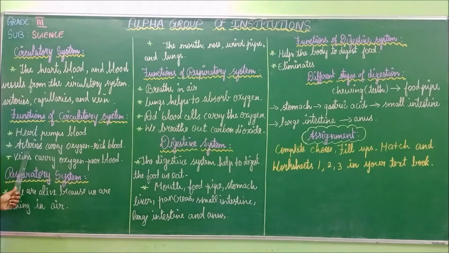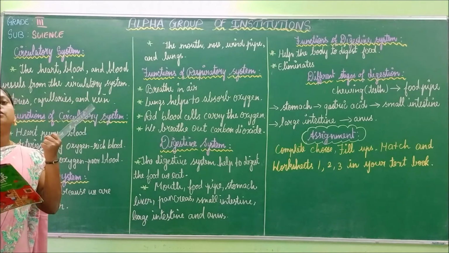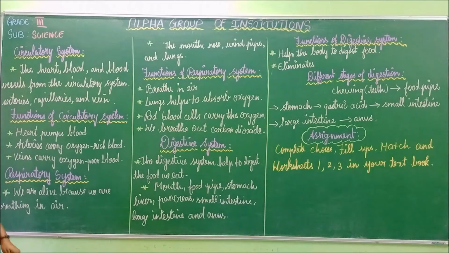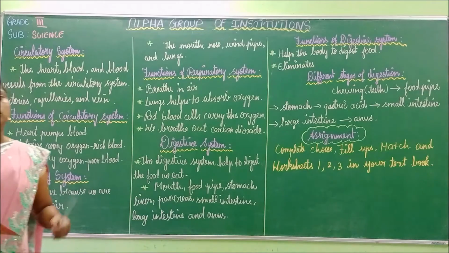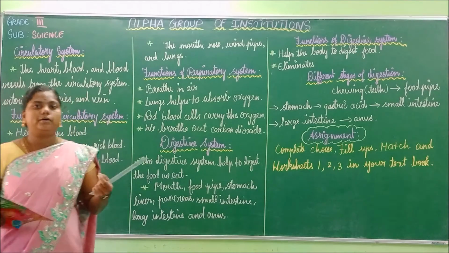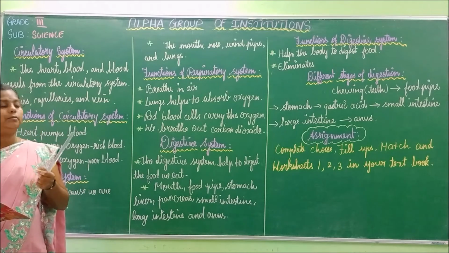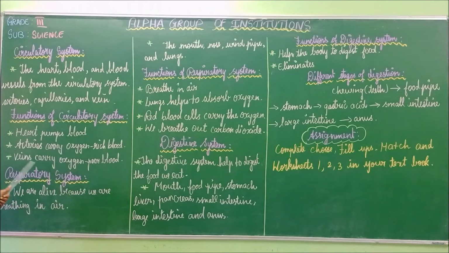The next one. Arteries carry oxygen-rich blood from the heart to all parts of the body, that means good blood. The veins carry oxygen-poor blood from all parts of the body. We will assume it like bad blood, in which there is no oxygen. So what is the work of the circulatory system? It circulates blood to the whole body.